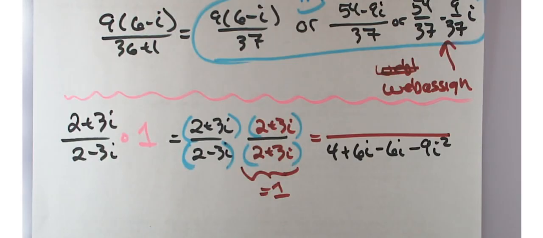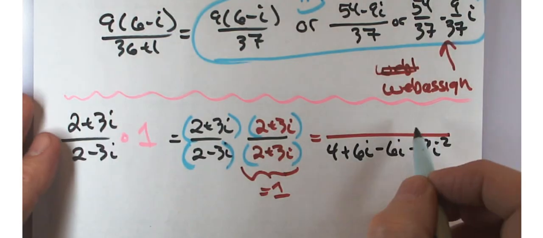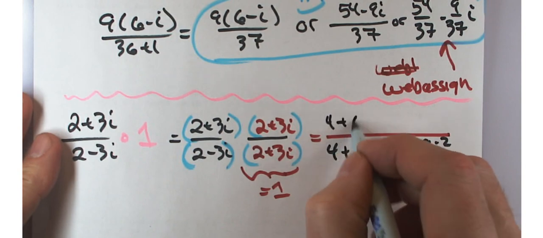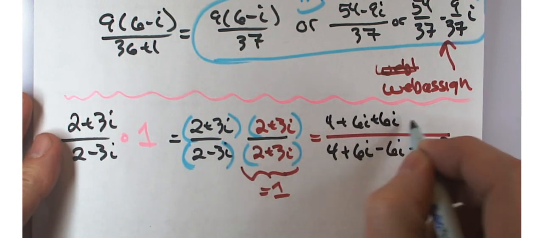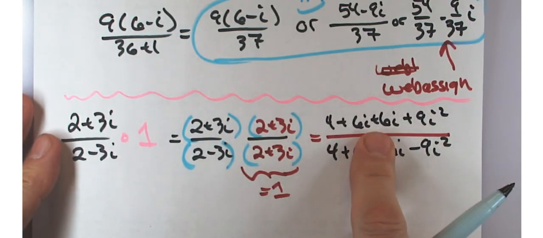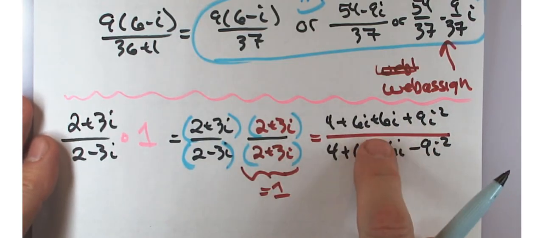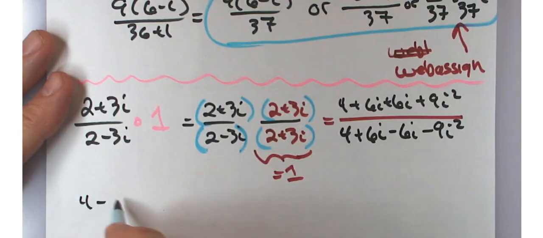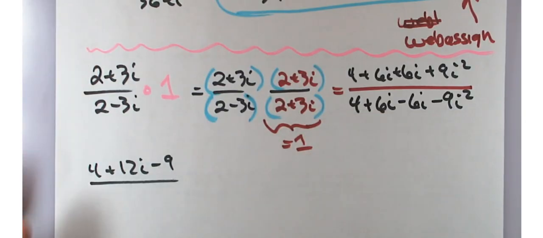So, okay. In the numerator, it turns out to be pretty much the same. It's just that we get 4 plus 6i plus 6i plus 9i squared. So in the numerator, you're not going to get the 6i's to cancel each other out. Instead, you'll get 12i. In fact, you're going to get 4 plus 12i minus 9 over, well, let's do some cancellation here.